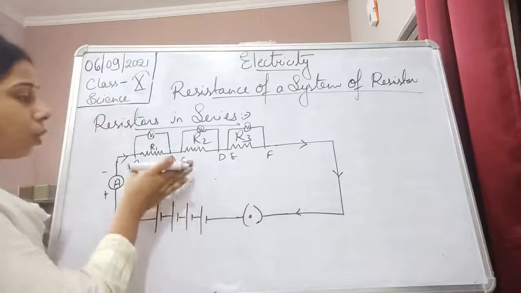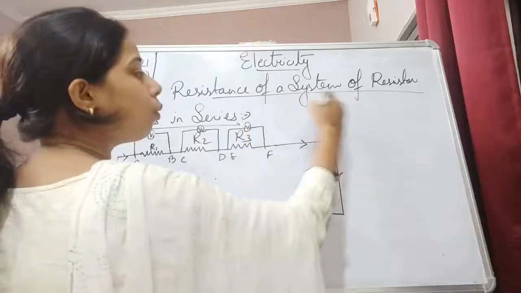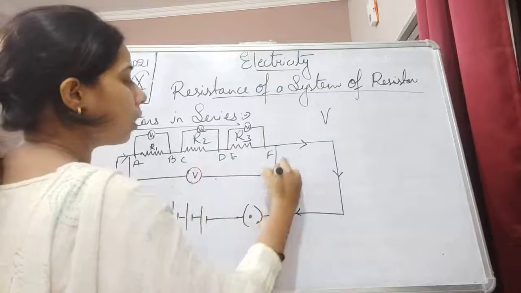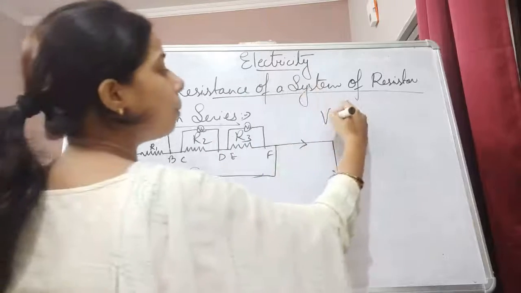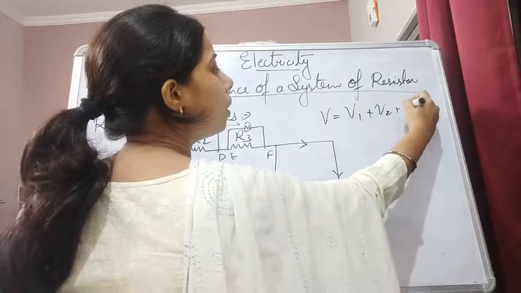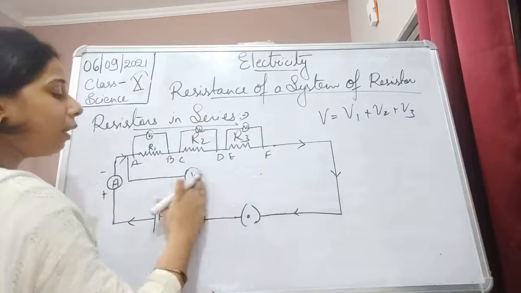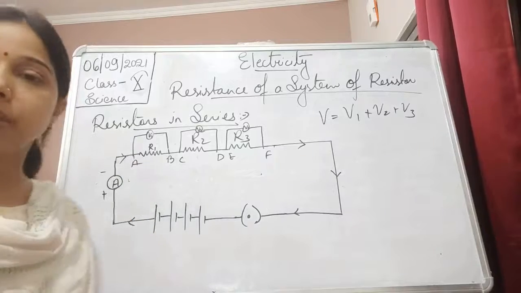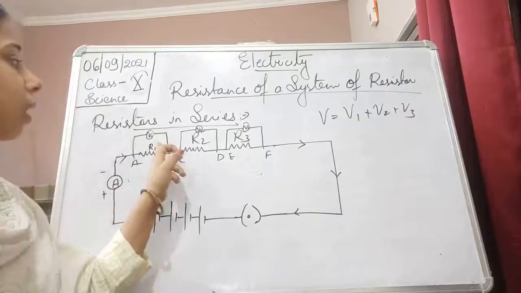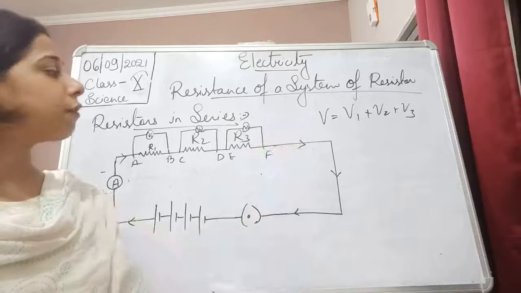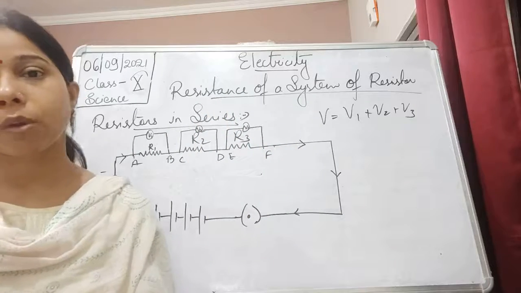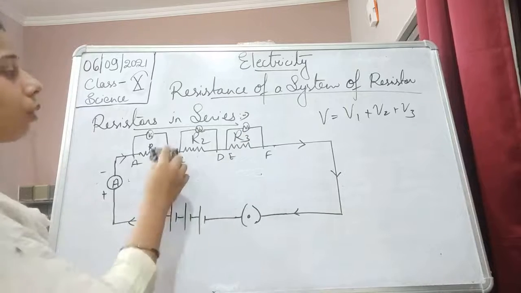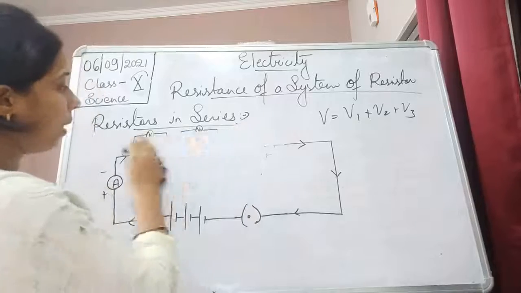So the total voltage that we found in the first one, suppose this is the voltage we have taken, will be equal to V1 plus V2 plus V3. It means the values of the volts differ. So when the resistors are arranged in series, the potential difference across each of the resistors comes out different. Now V is equal to V1 plus V2 plus V3.